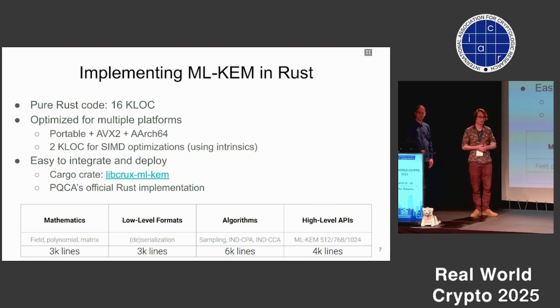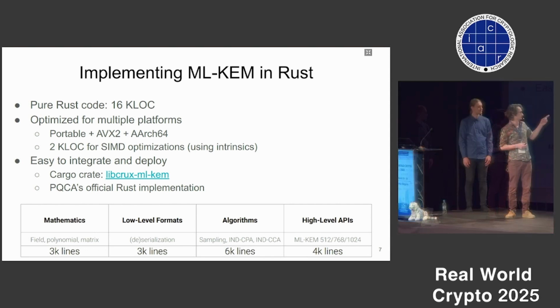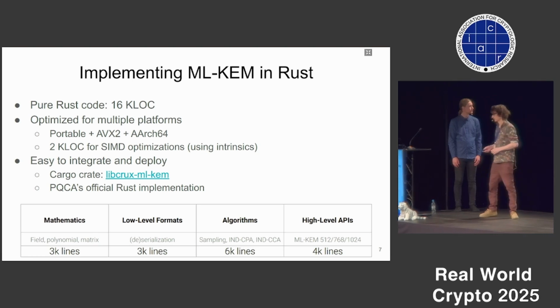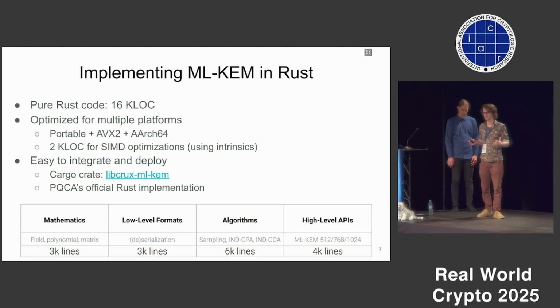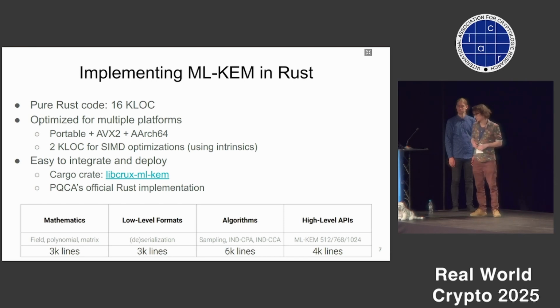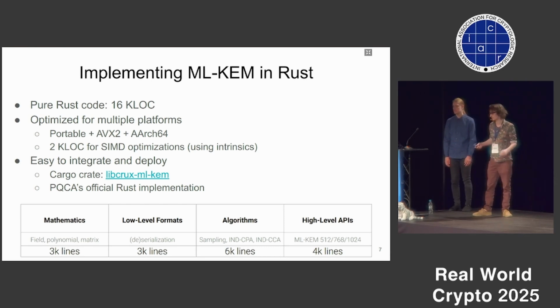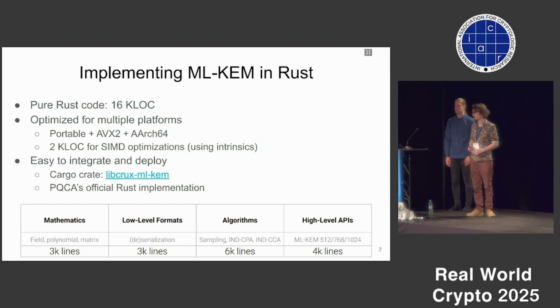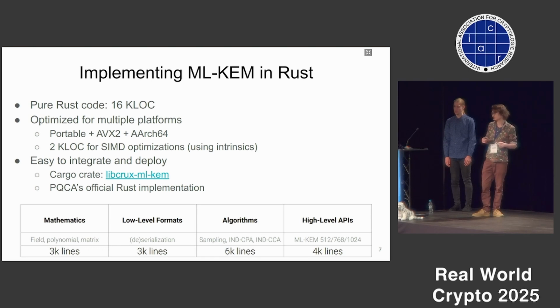It's quite easy to integrate and deploy, so you can already today use the libcrux ML-KEM crate. And as you can see on the table, the code is roughly divided in 4 parts. The mathematical part with field, polynomial, matrix, low-level formats, 3K lines of code. The crypto algorithms, like sampling, CPA, CCA, that's around 6K lines of code. All of this code is generic. Then we have high-level APIs that provide ML-KEM with different sizes, and that's 4K lines of code.